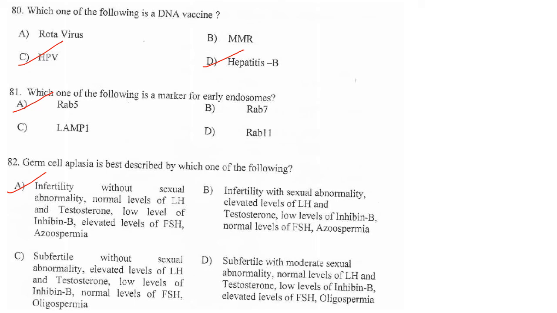So Sertoli cell-only syndrome, also known as Del Castillo syndrome or germ cell aplasia, typically occurs in males between the age of 20 and 40. In this syndrome, only Sertoli cells line the seminiferous tubules of the testis and the patient has very low or absent spermatogenesis. So the patients are typically normal on physical examination as this condition presents with infertility without sexual abnormality. So our answer, option A, infertility without sexual abnormality, best describes germ cell aplasia. There are normal levels of LH and testosterone, low levels of inhibin B, elevated levels of FSH and azoospermia. So the answer is option A.